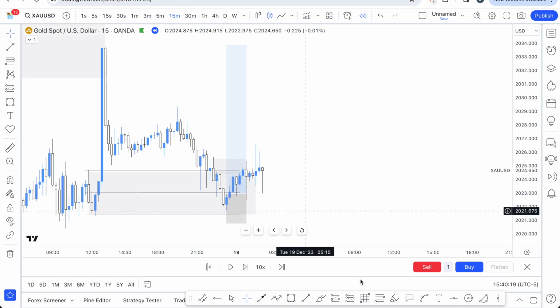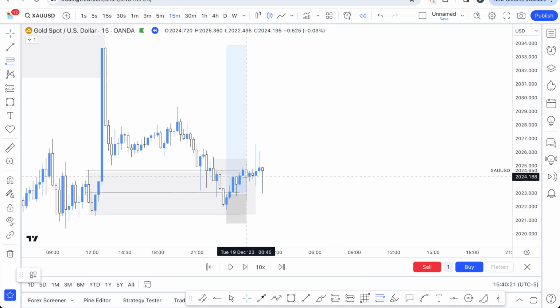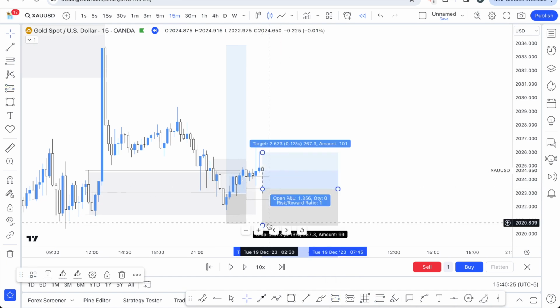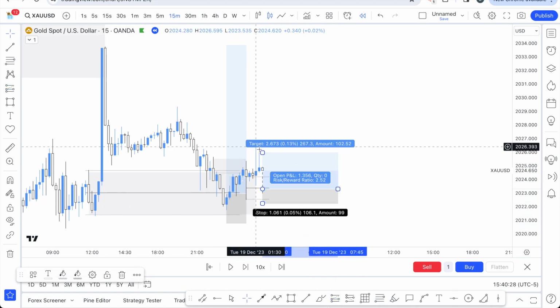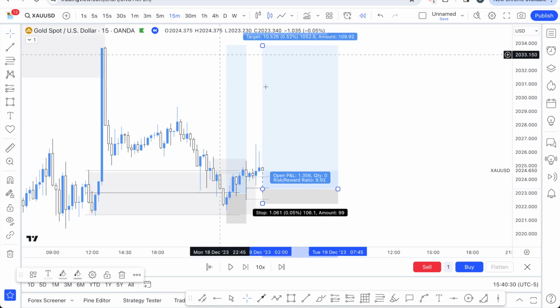I'm going to show you guys something cool. Internally, you can also see that there's a failed supply there. So this would be another entry right there. We can start adding on more positions in the market, right?